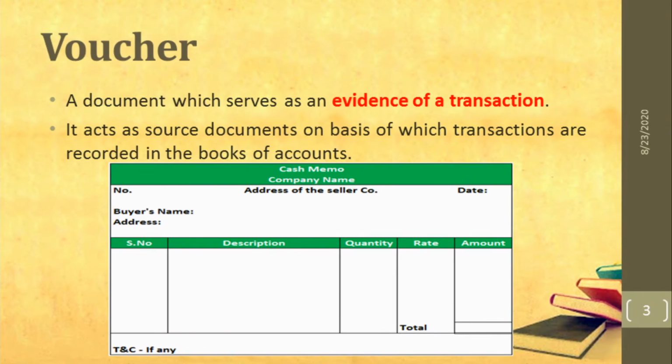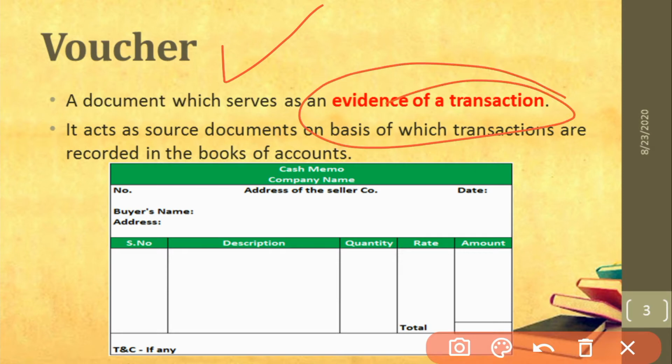Then there are vouchers. Vouchers are the very beginning from where accounting starts. For every entry, for every transaction we do in a business, we need to have vouchers. Now what are vouchers? It is a document that serves as evidence of a transaction. That means that the transaction has taken place and I can prove it. It also acts as a source document on which the transactions are recorded in the books of accounts. If I have a voucher, then only can I record it in my books of accounts. So these serve as evidence.